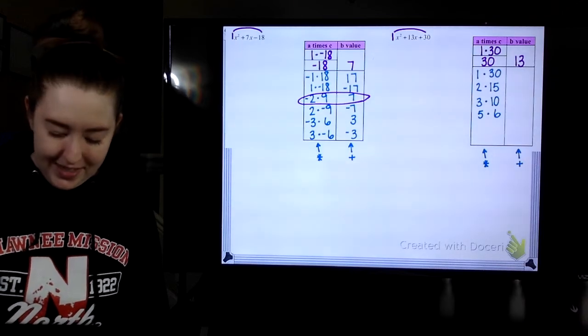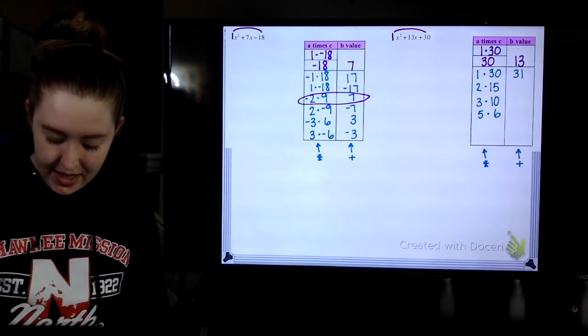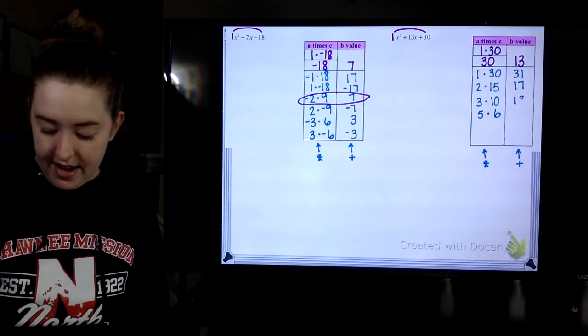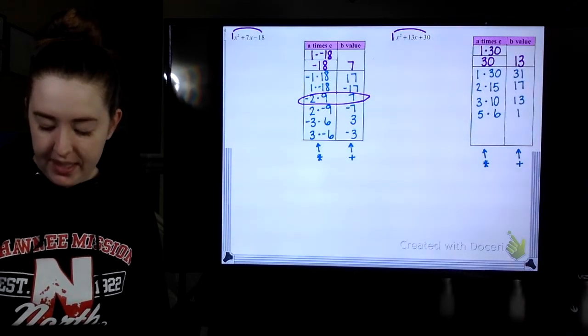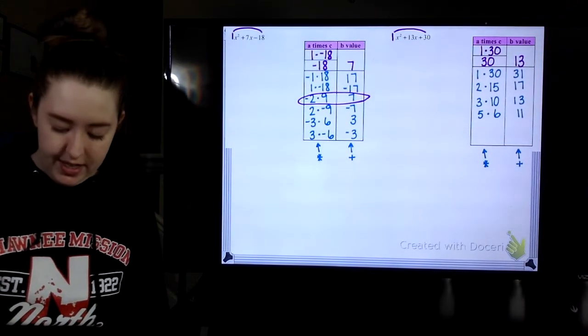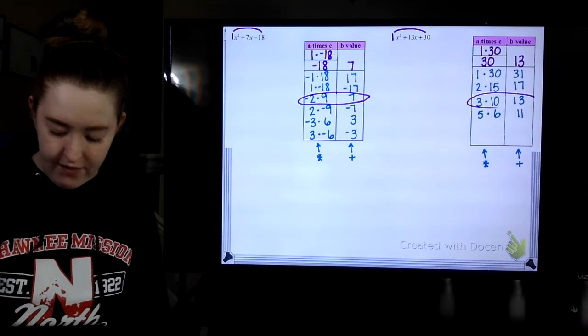Then we'll add those together in the left into the right column. So 1 plus 30 is 31. 2 plus 15 is 17. 3 plus 10 is 13. 5 plus 6 is 11. So which of these pairs adds to 13? That would be 3 and 10.